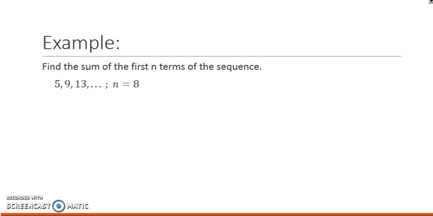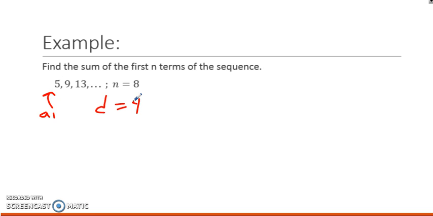This is a similar example, but this time you'll see that they gave a slightly different starting information. So now I know what a sub 1 equals, and I know what n equals. They've given that to us here. I can also figure out that d, in this case, is 4. However, I don't know what the last term in the sequence is. I don't know a sub n.